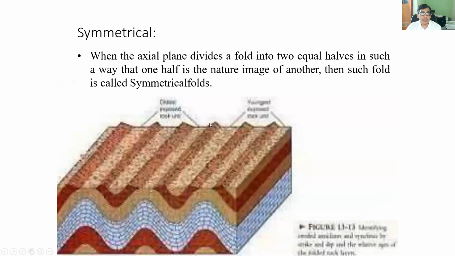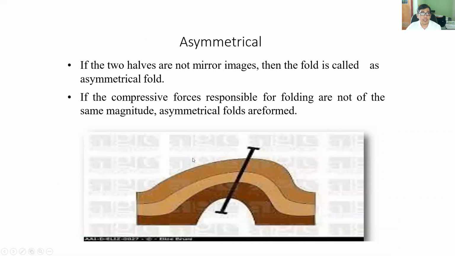And these folds are commonly symmetrical. When the axial plane divides the fold into two equal halves in such a way that one half is the mirror image of the other, then such a fold is called a symmetrical fold. So these are the syncline, these are the anticline, and it is a regular equal wave, called symmetrical folds. Asymmetrical folds are those where the two halves are not mirror images, like in this one, where it is inclined. So this one is called the asymmetrical fold.